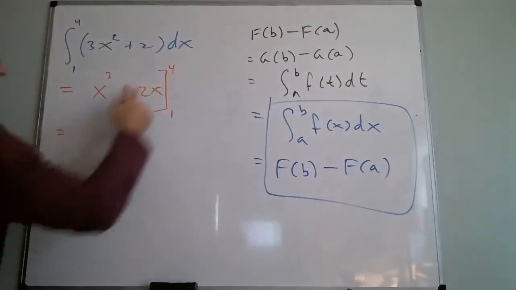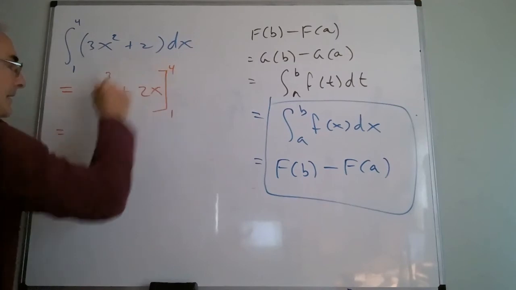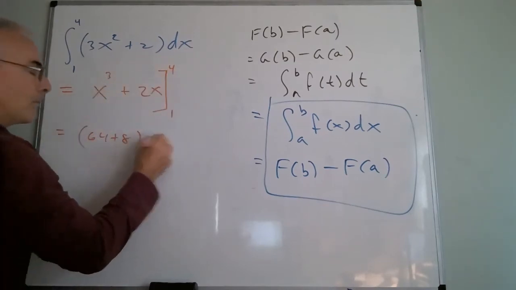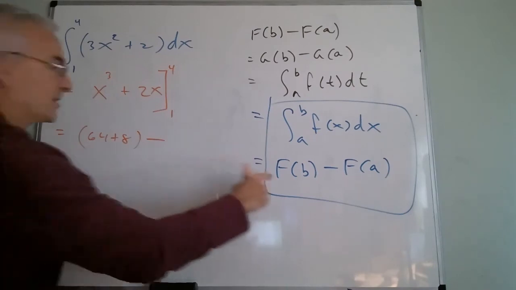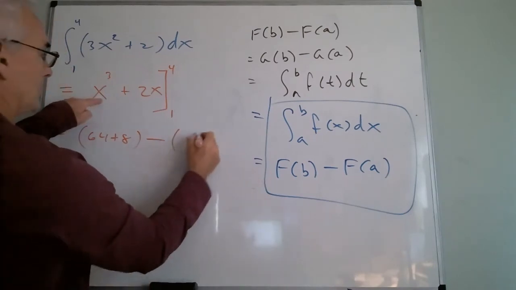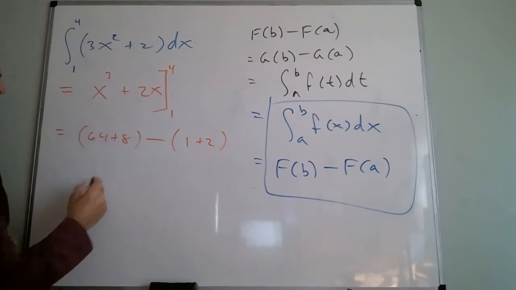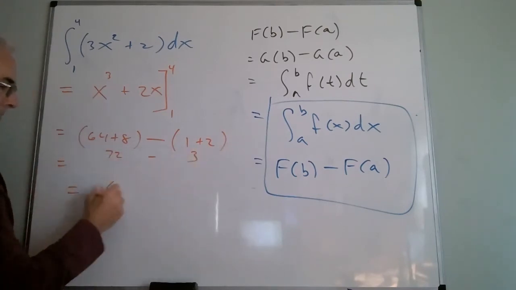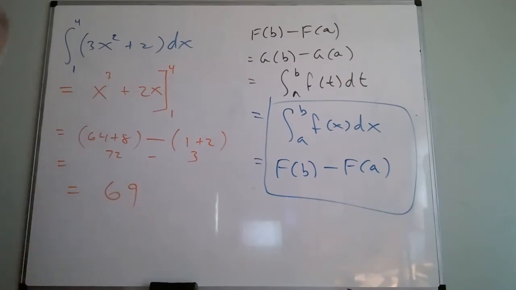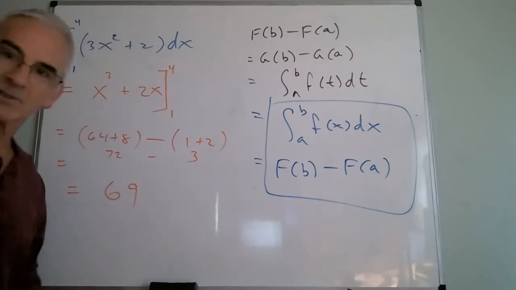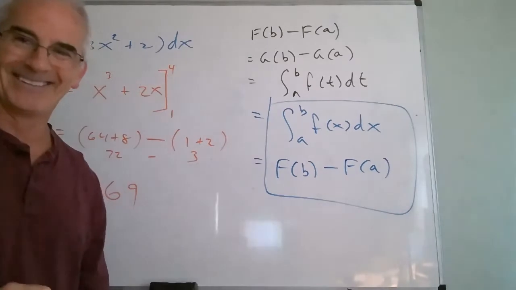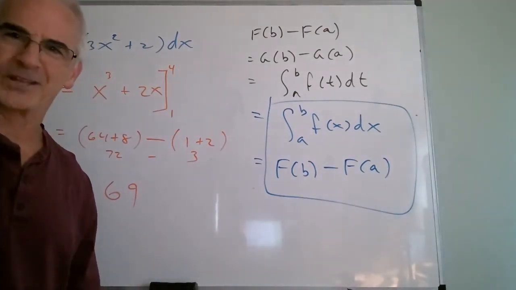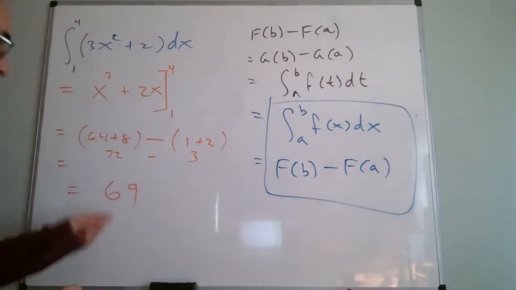Okay, well, let's see. If I evaluate at 4, what would I get? I get 64 plus 8 minus. Now I'm going to evaluate it at 1, and I'm going to get 1 plus 2. So that would be what? 72 minus 3. Oh my gosh. I don't know about you, but I think this was a little easier than what we did last day. Do you agree? A little bit easier. Yeah, got the same answer, of course, because that's the answer.